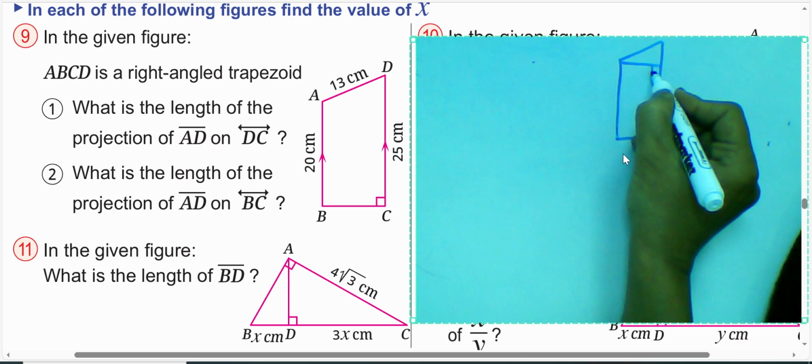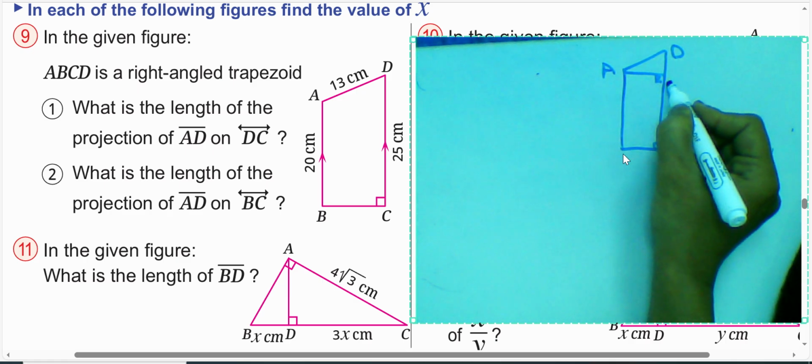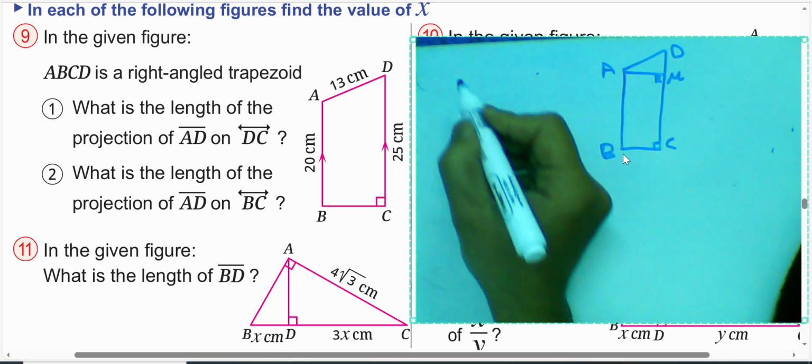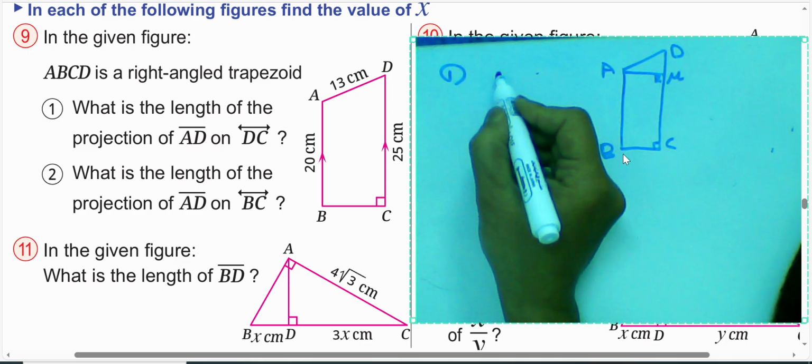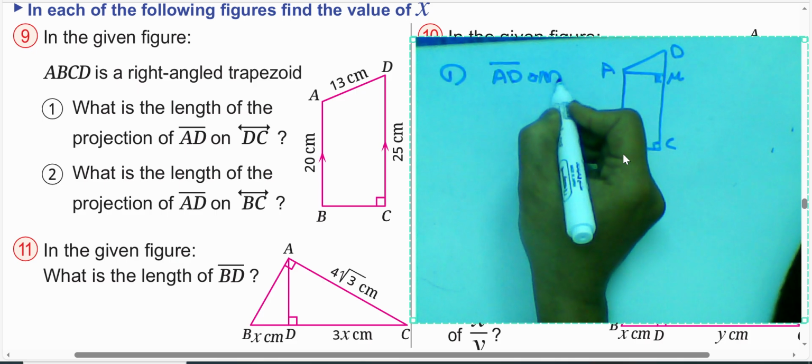We will draw here perpendicular. We have A, D, and this M, and we have C and B. First step, we want to find the projection of ED on DC.